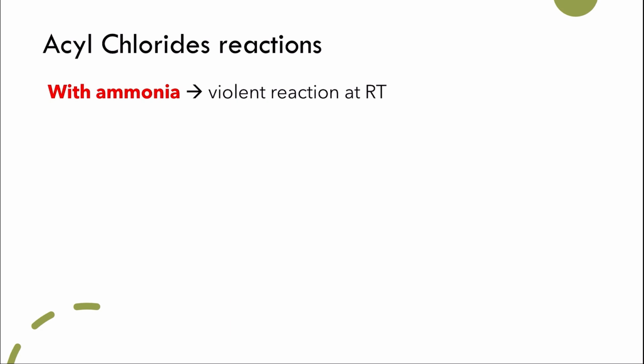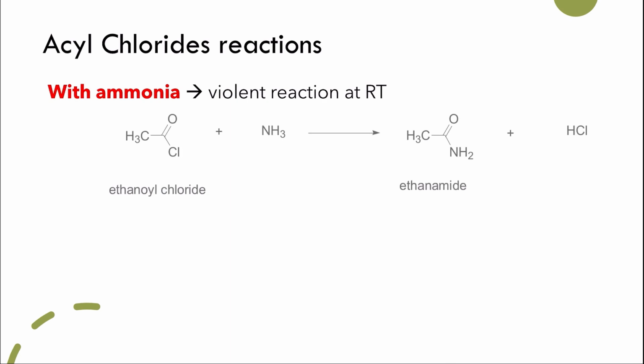Also, acid chlorides can react with ammonia. The reaction will proceed violently at room temperature, and that will give you the amide. The amide is one of the carboxylic acid derivatives as well, where we replace the OH of the acid with an NH2. This is called an amide. So for example, if we have ethanoyl chloride reacting with ammonia, that will give us ethanamide and hydrogen chloride as well.